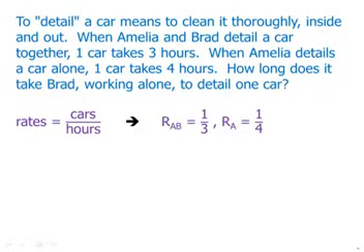So the rate of Amelia and Brad together is a rate of 1 over 3, 1/3. They do one car in 3 hours. And Amelia working alone has a rate of 1 over 4. That's her rate.